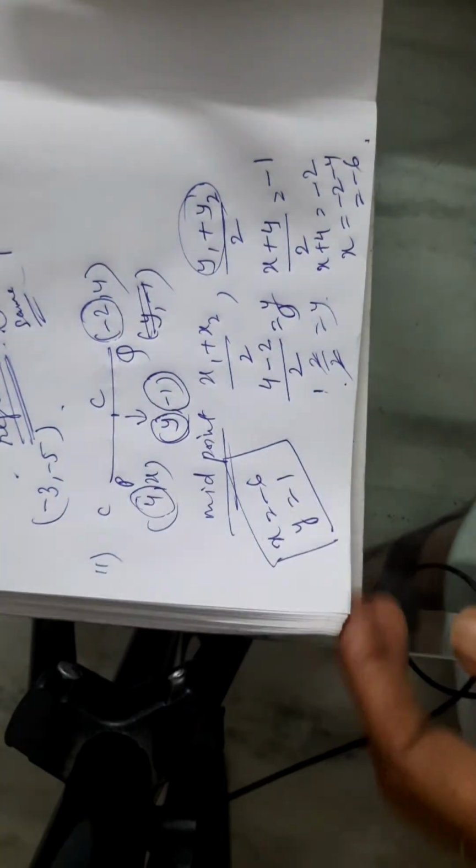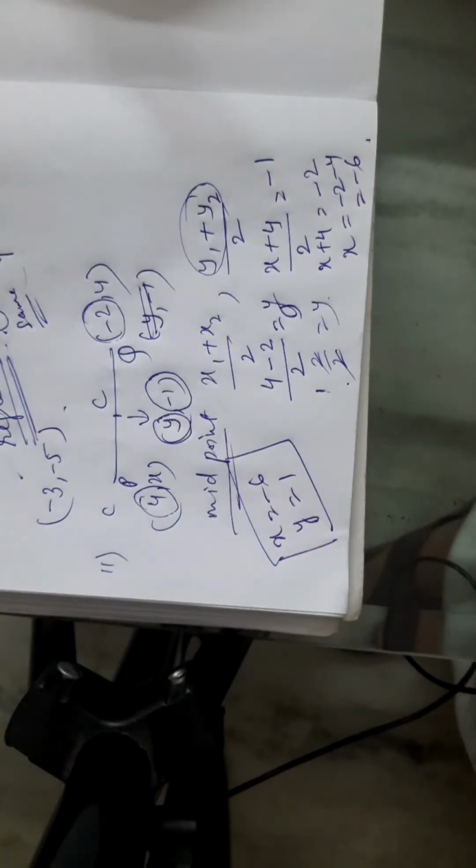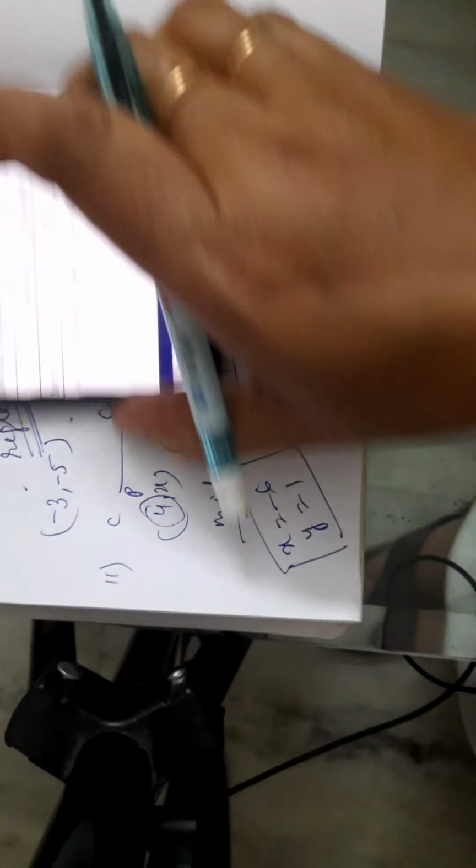Okay, now let's move to the next question. In the next question, it's given, question is somewhat like coordinate geometry. Will you try this by your own? Can you see it clearly?